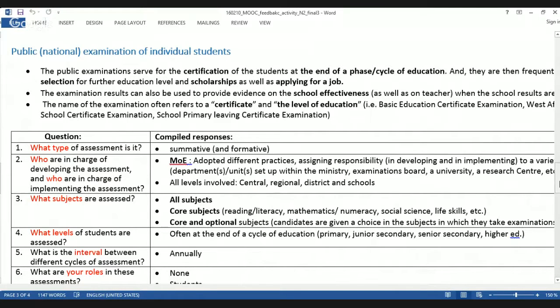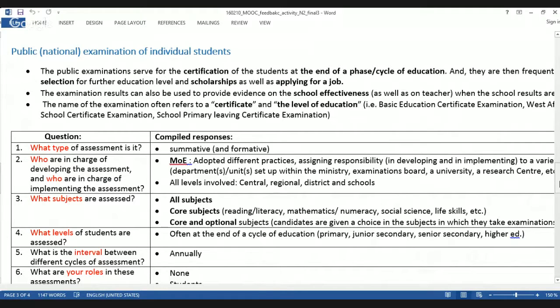And they are sometimes used for selecting the best students for further education levels and scholarships, as well as applying for a job. The examination results can also be used by the schools to measure their effectiveness, as well as the teachers, but it depends whether the results are published or not.